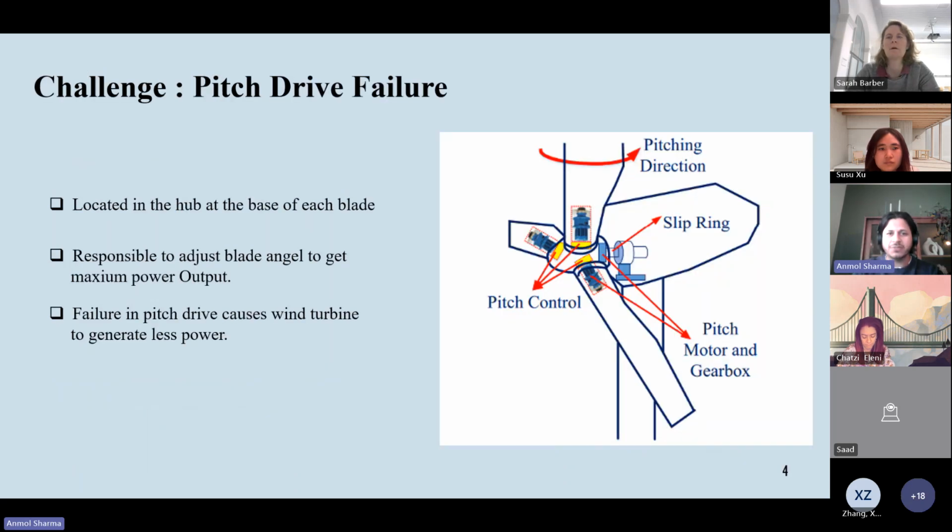So the first challenge was pitch drive failure, to detect pitch drive failure. What is pitch drive? Pitch drive is a part of a wind turbine which is located at the base of the blade. It is responsible for adjusting the angles to get the maximum output power of a turbine. A failure in this pitch drive causes a wind turbine to generate less power.